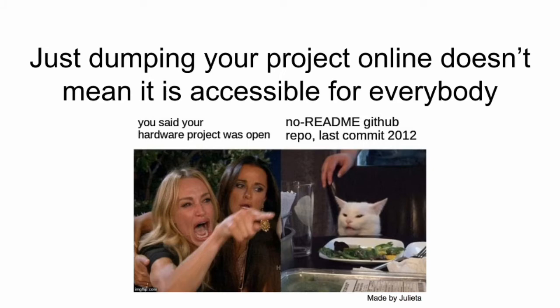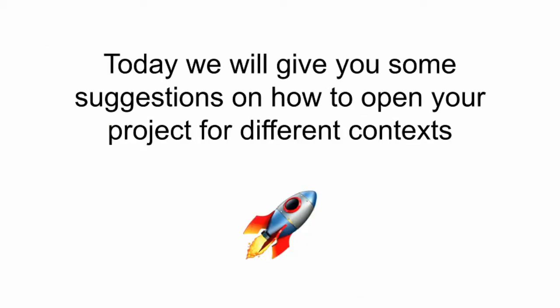One major point in the very beginning, just because you put your project online doesn't mean it is actually open, like in the means of it's accessible for everybody. Because if you just have something really undocumented in the project, in the complexity we see during our program, I think it's not really feasible that anybody can use them without any instructions and so on. And that's why we will give you some suggestions today on how to open your project for different contexts.